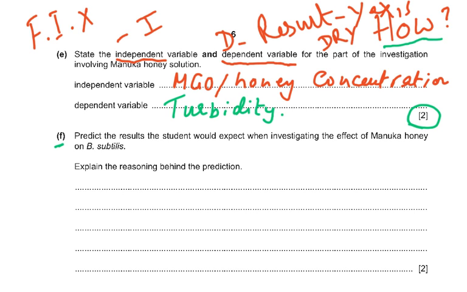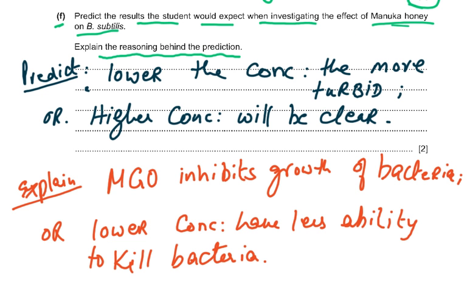Then coming to the F part of the question, predict the results. The student would explain the prediction. Now always remember when you read a question, you must look at what is asked. Explain the reasoning behind the prediction. So first give the prediction and then give the explanation. So I've given it to you separately.